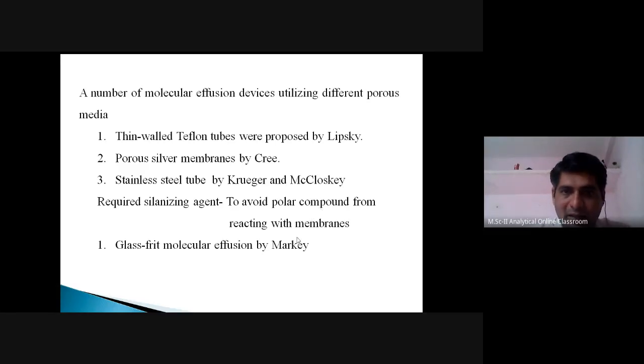But the scientist Marche developed one new tube, and it is called glass-free molecular diffusion. There is no need of a silanizing agent for this tube. It works very well for polar compounds. So these are the tubes you can use as an interface in the molecular diffusion. Okay, so this is all about the molecular diffusion.